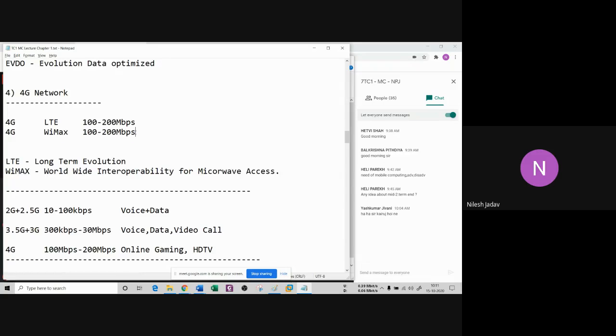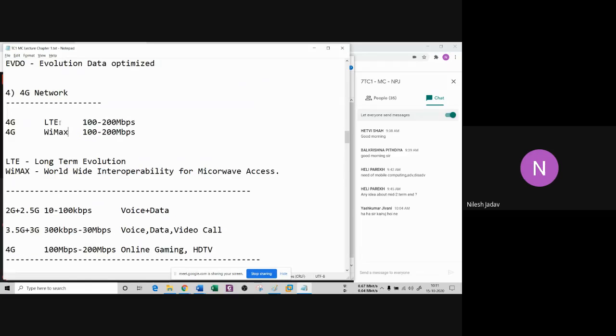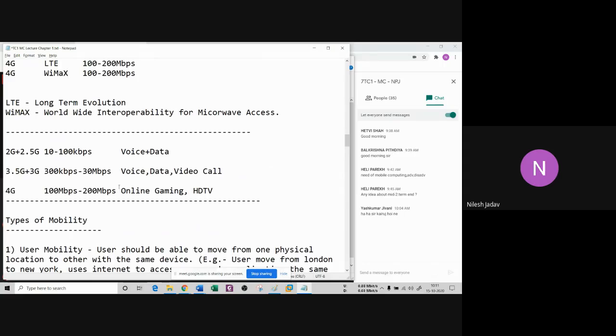Okay, so we have two specific technologies, LTE and WiMAX connection. WiMAX is Worldwide Interoperability for Microwave Access, which gives you 100 to 200 Mbps of speed. We understood WiMAX at least in our 8th chapter, Worldwide Interoperability for Microwave Access. Then we have a table of what connection gives what service.